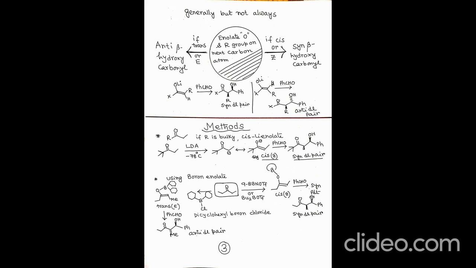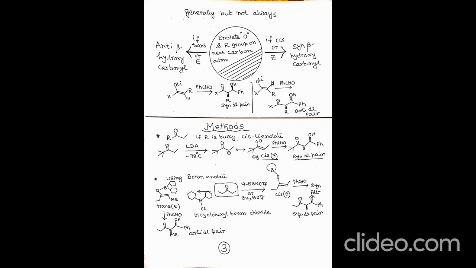Now coming to the methods of preparation, meaning under which condition the reaction will proceed through the Z enolate, so that at the end we will be getting syn as major over anti, and what are the methods by which the reaction will proceed through the E enolate, so at the end we will be getting anti as the major product over syn.